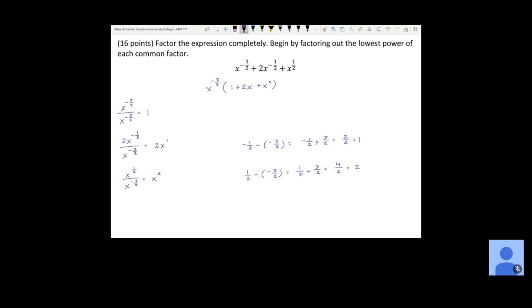Okay, now don't forget, we always want to look at what's left over in parentheses and see if we can factor it any further. Now, if you want to, we can rearrange these terms because I know a lot of people like to have the x squared first. So if I rewrite this as x squared plus 2x plus 1, can we factor that any further?